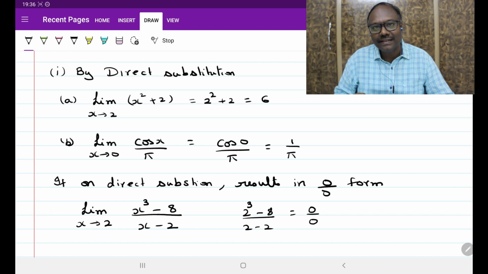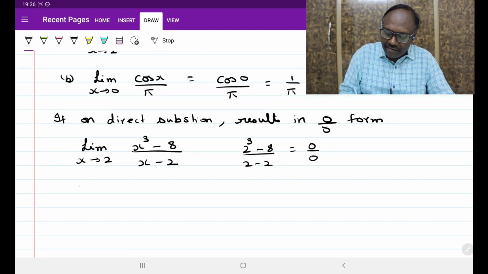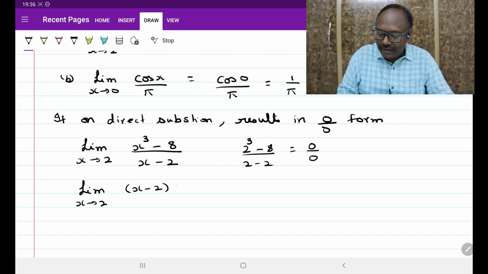So, we cannot say the answer is 0 by 0. These are called indeterminate forms. So, one such indeterminate form is 0 by 0. So, when we get 0 by 0 form, what we have to do is to cancel out the common factor. So, how to evaluate this limit? Limit x tends to 2. So, we write x minus 2 as a factor of x cube minus 8 and we use the formula a cube minus b cube. So, x minus 2 into x square plus ab. The value of a is x and value of b is 2. So, plus 2x plus 4, divided by x minus 2.